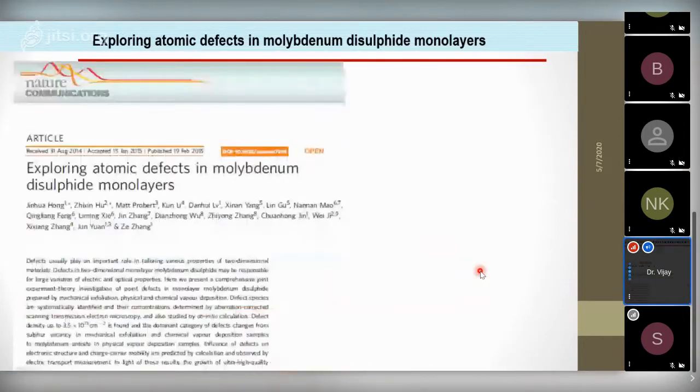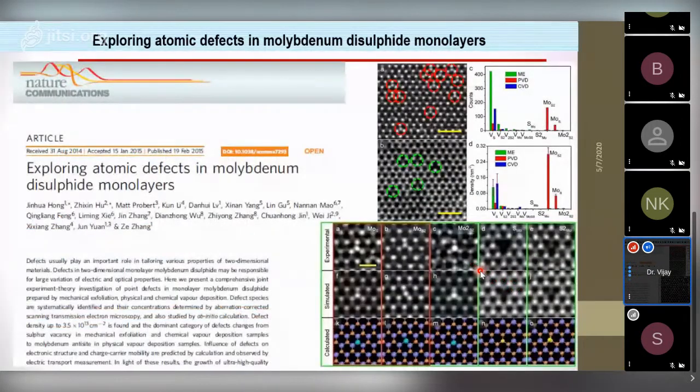So our group also studied exploring atomic defects in molybdenum disulfide. Of course, I had just joined the group when this paper was going on. So this was our starting point of research in the Chinese group when I started my career. This paper was published in Nature Communications. They explored atomic defects, comparing mechanical exfoliation, physical vapor deposition, and chemical vapor deposition.